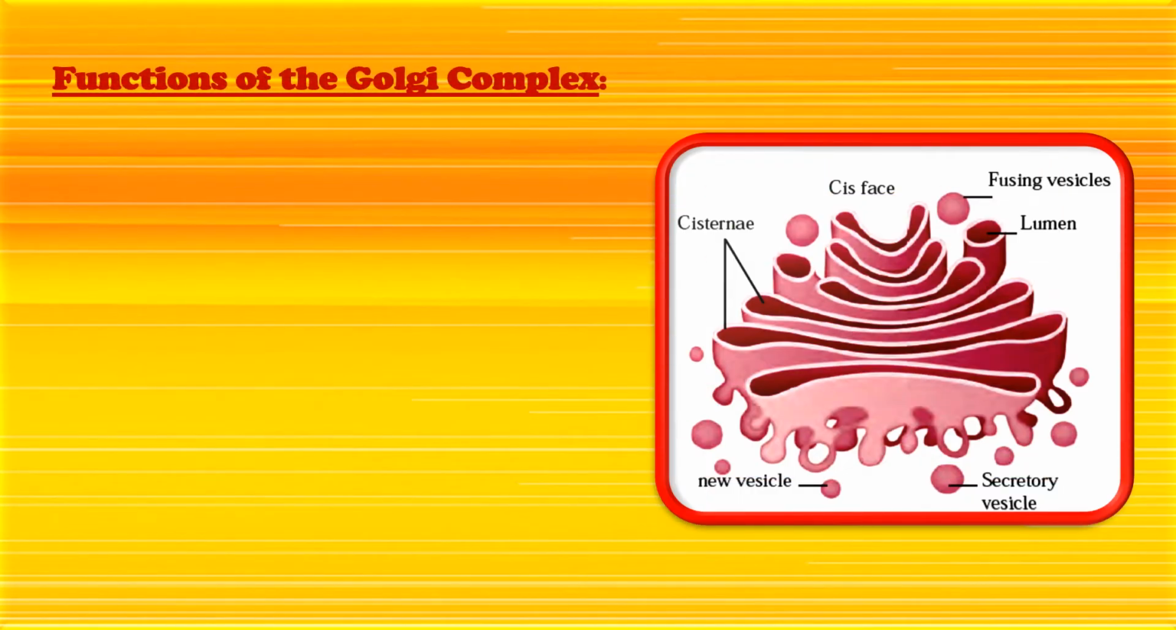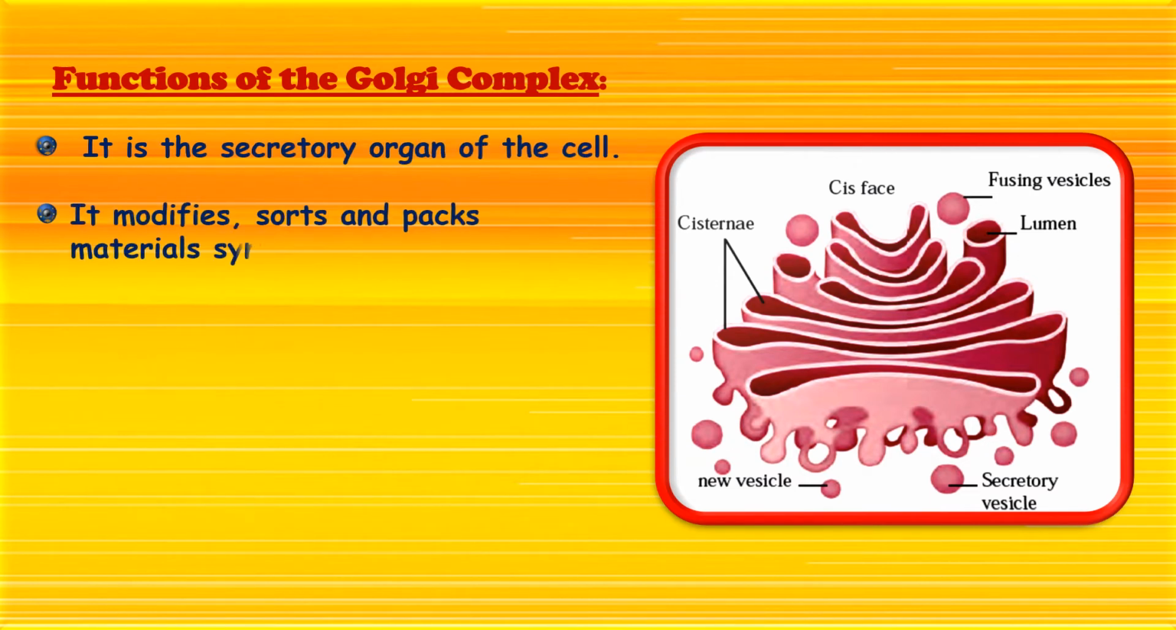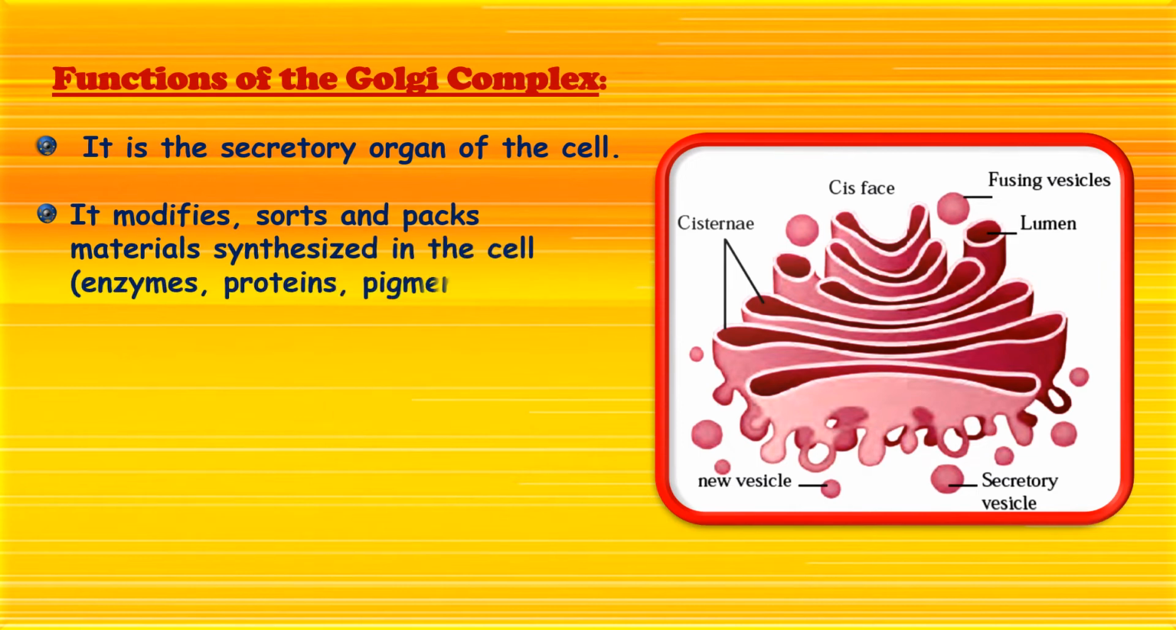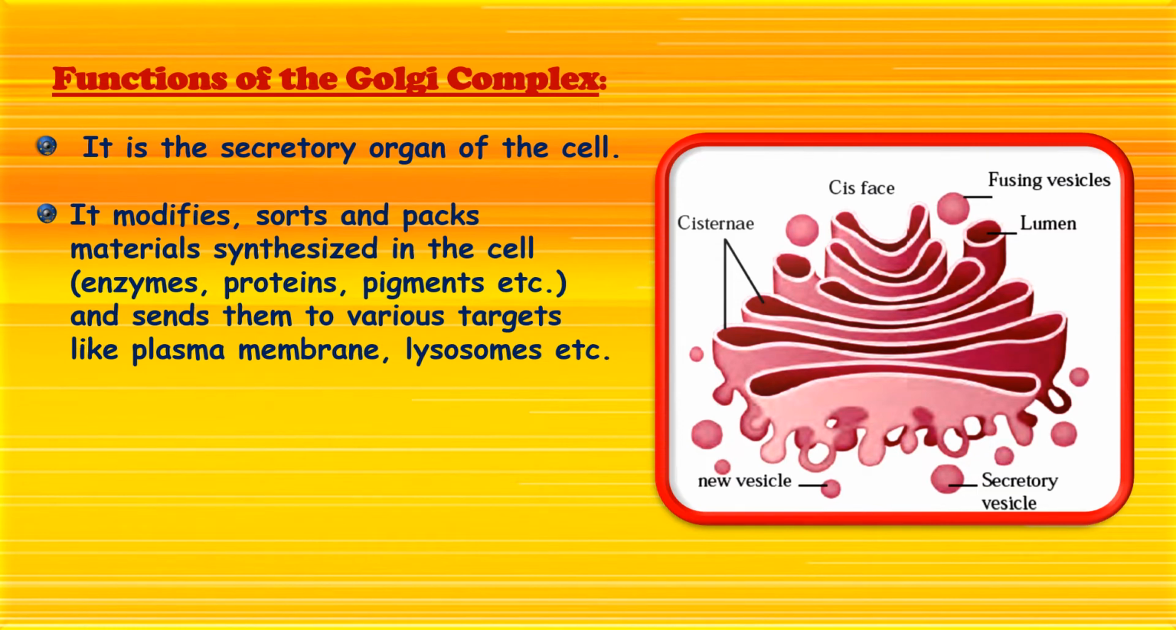The functions of the Golgi complex are, it is the secretory organ of the cell, it secretes stuff. It modifies, sorts and packs material synthesized in the cell like enzymes, proteins and pigments, and then sends them to the plasma membrane, lysosomes, etc. So it packs, sorts and sends things to plasma membranes, lysosomes, etc.